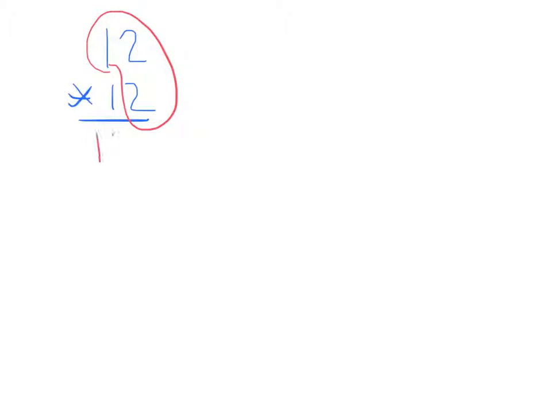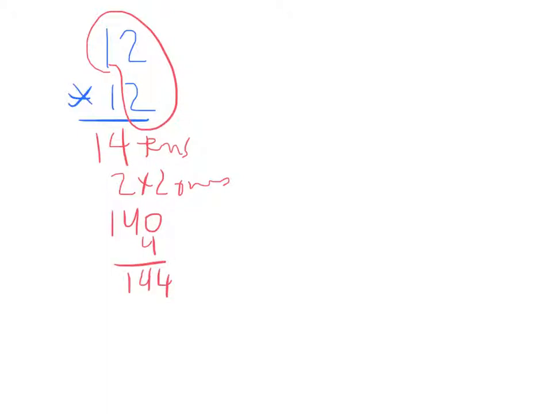And let's also use the fact, so remember, if we had a problem like 12 times 12, we said, oh, this is going to give us 14 tens, and it's going to give us 2 times 2 ones. So it's going to give us 140, and 4, 144. So let's use our method that we've learned.